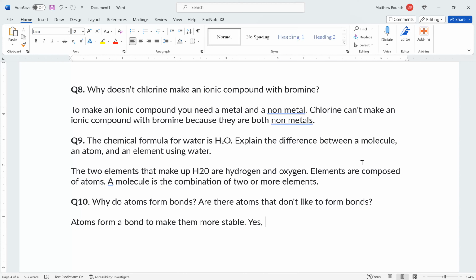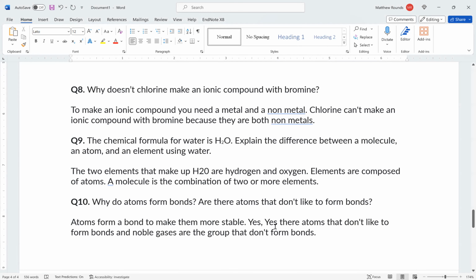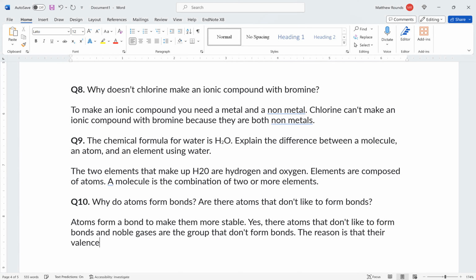I just sent my answer. Now, if it said why, which I think is actually what it should say, it's: the reason is that their valence shell is already filled. Basically, they don't want to give up or gain electrons because they're just happy the way they are. I see. Okay.